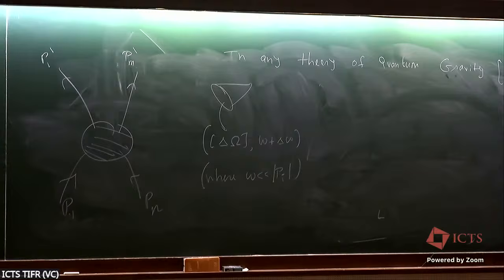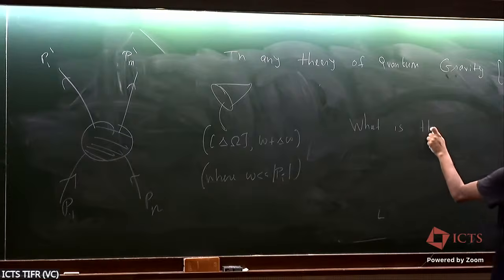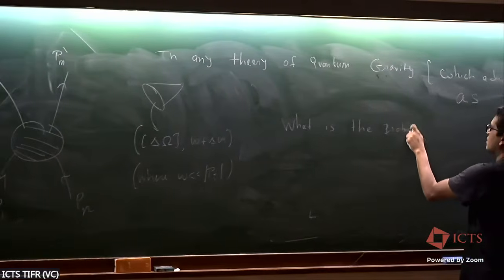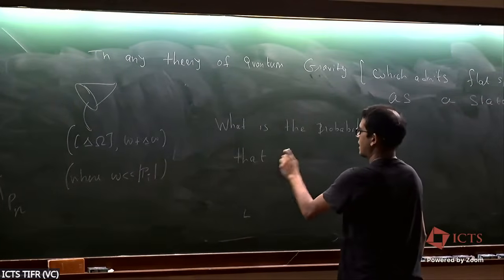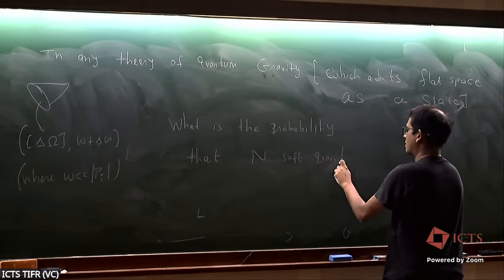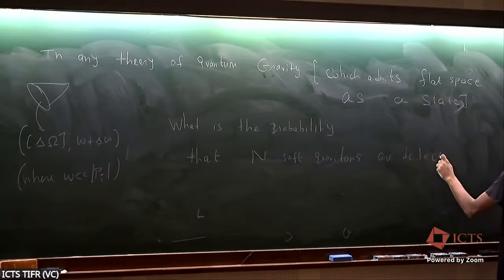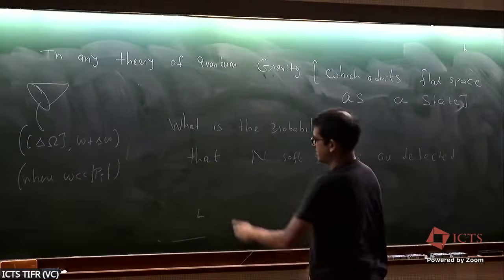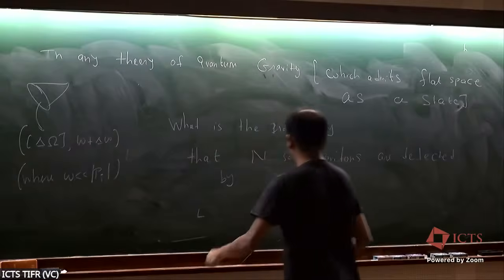So we can compute a conditional probability, and then we can do the classical limit by extremizing the probability like we usually do. So what is the probability that n soft gravitons are detected by this detector, a detector which has an angular resolution this and a frequency resolution this.